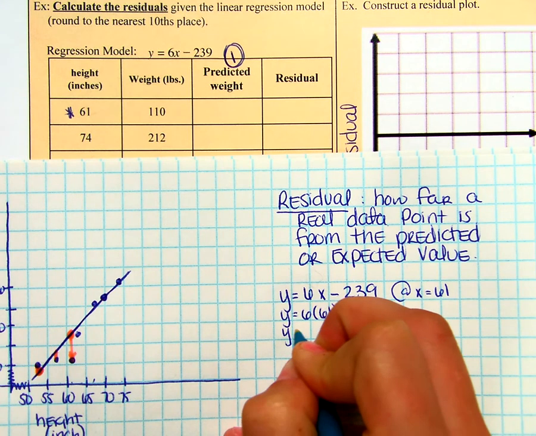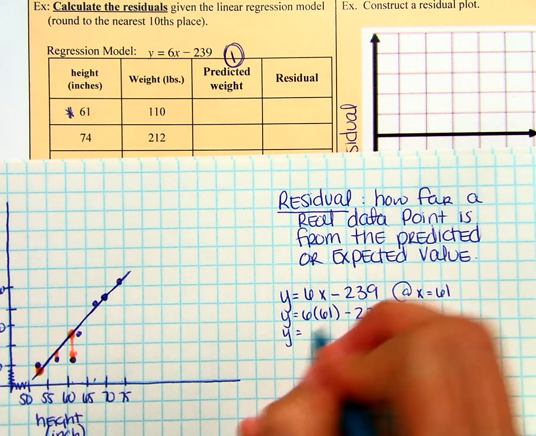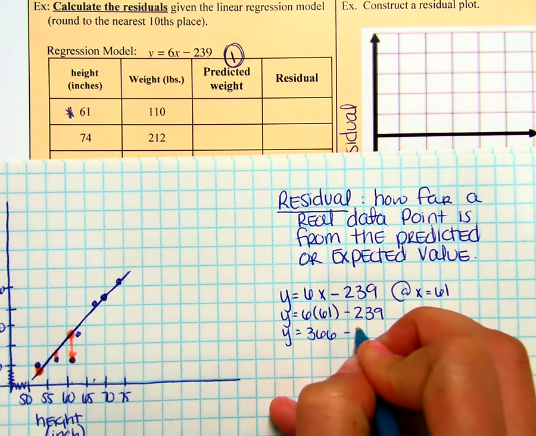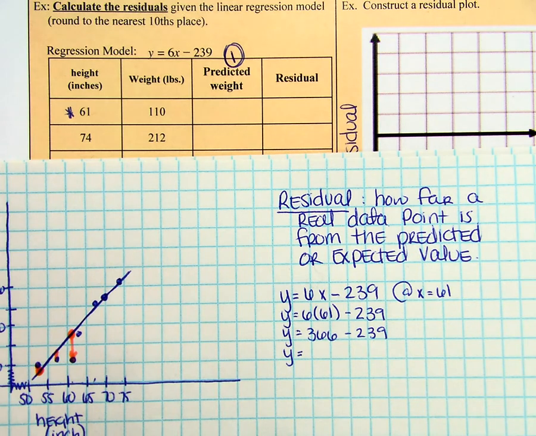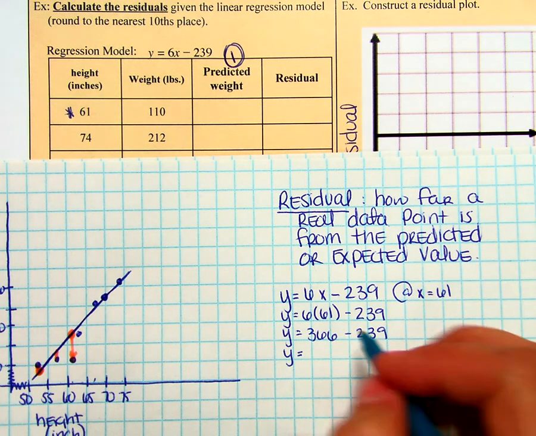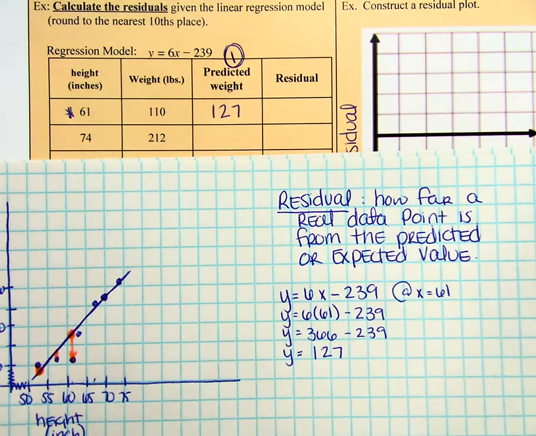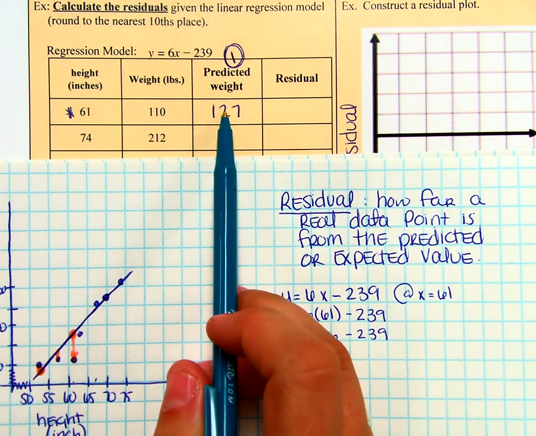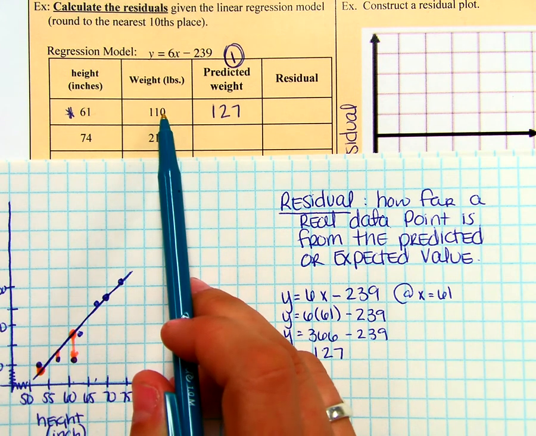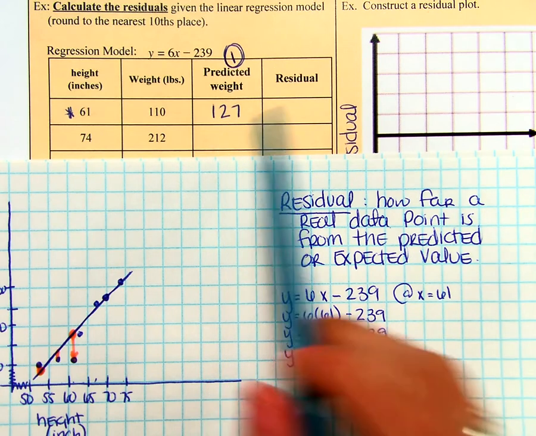In my calculator, I'm going to do 6 times 61 and get 366. And then I'll do 366 minus 239, and I get 127. So my predicted weight is, I would expect someone to weigh 127 pounds, but in the real world, someone actually weighed 110 pounds. Let me find a predicted weight one more time.